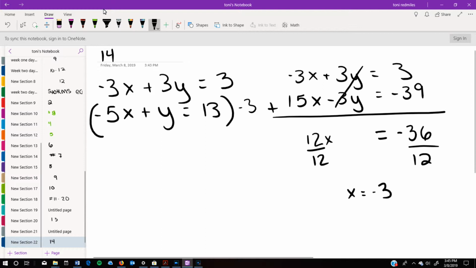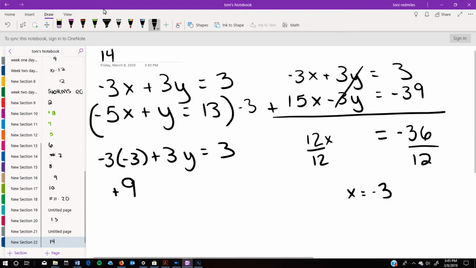Really doesn't matter which one I put this in. It's going to be just as long, just as much of a headache to solve. So I'm going to substitute this back in for the first equation, since it doesn't really matter. And that gives me all 3's. That might be a little bit easier.